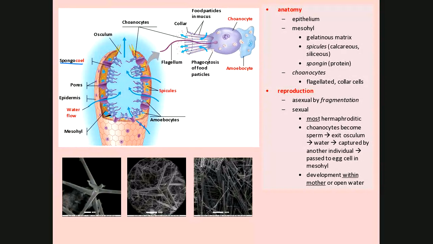Okay, on the outside, the anatomy, there's an epithelium or an epidermis. The middle layer is the mesohyle. I love that. It always sounds like a Jewish word, mesohyle. The mesohyle is the middle part of the sponge.